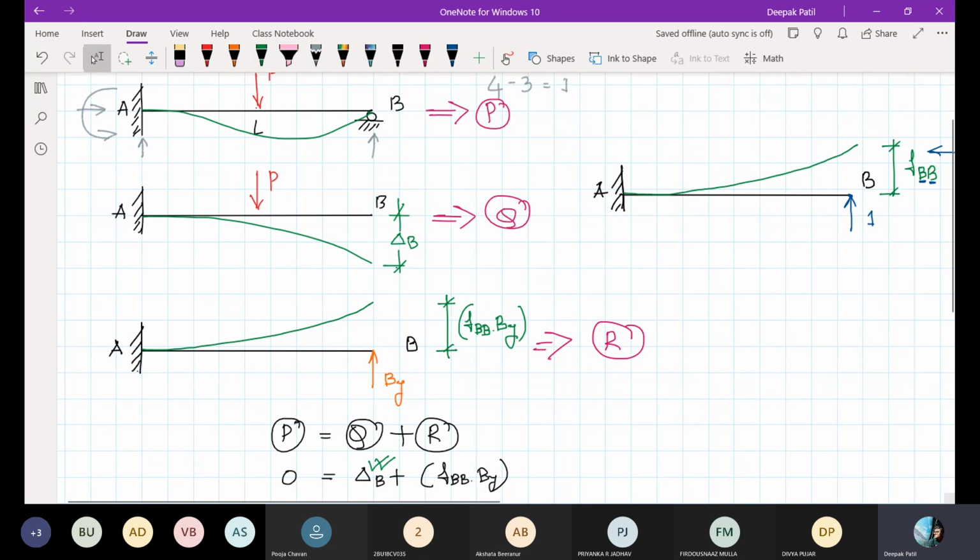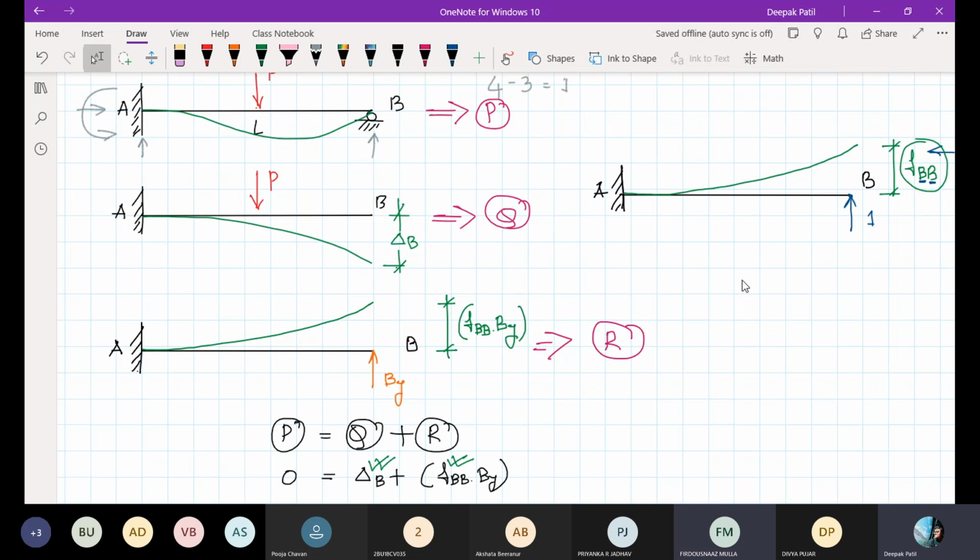Now, this structure is also a determinate structure, and applying unit load at B, that is 1, you can find this FBB once again by any of the methods which you already studied, that is conjugate beam method, moment area method, or any method, because this structure is still a determinate structure. So this FBB also can be found. Do you agree? Yes, right.